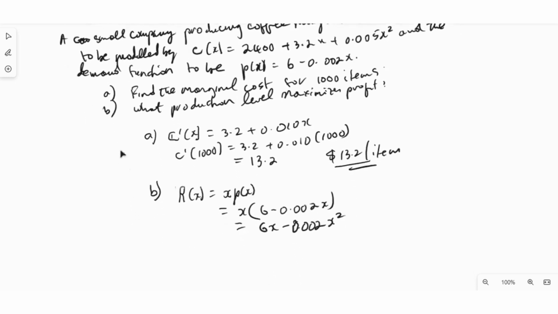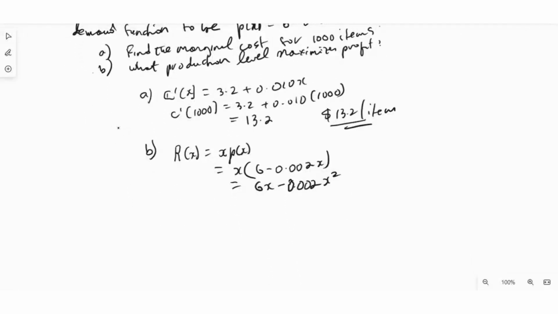So once we have revenue and the cost, we can find the profit. So the profit is capital P, which is revenue minus cost. My revenue is 6x minus 0.002x squared minus the cost. I can subtract the cost. When I subtract, I change everything to the opposite sign: minus 3.2x minus 0.005x squared.